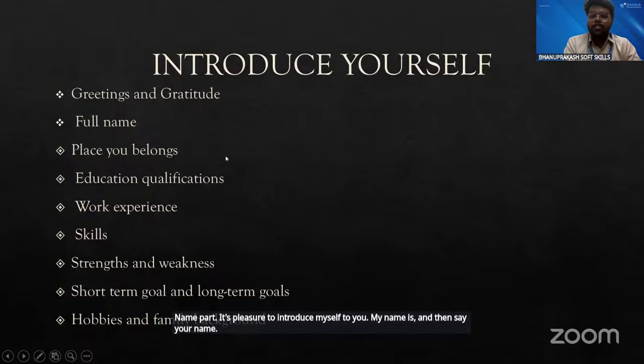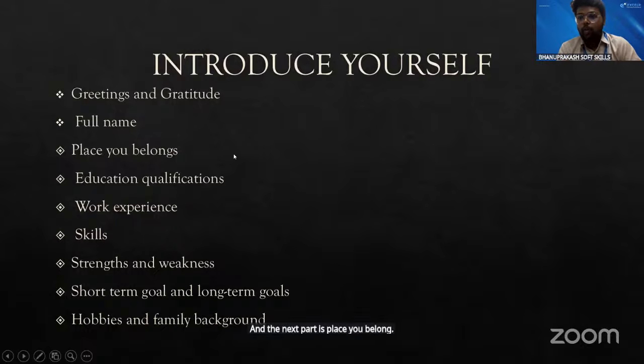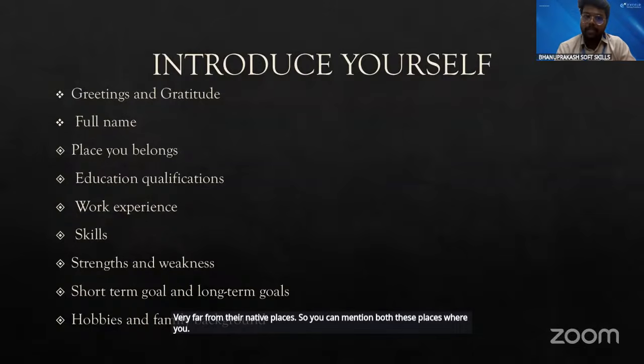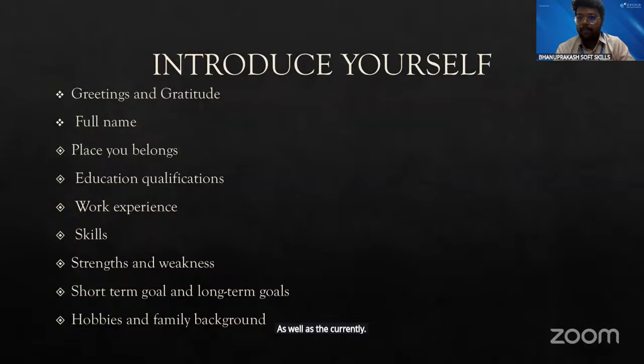The next part is the place you belong to, where you need to highlight two places: your native place and the place where you are currently residing. Most companies prefer candidates who are local, not always, but in some cases, so you should be on the safe side. Many people live in cities very far from their native places, so you can mention both where you were born and brought up, as well as your current residing place.